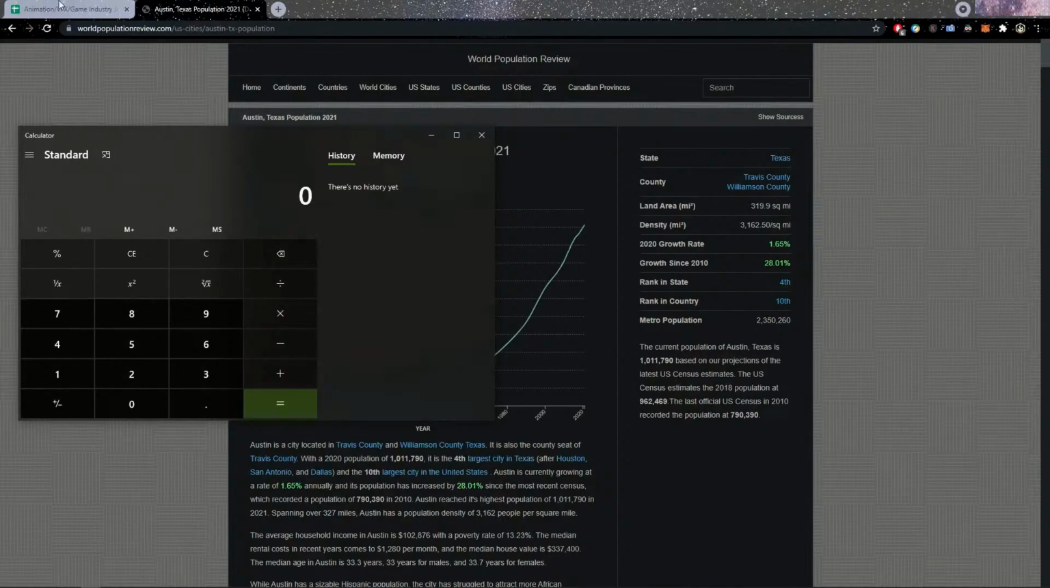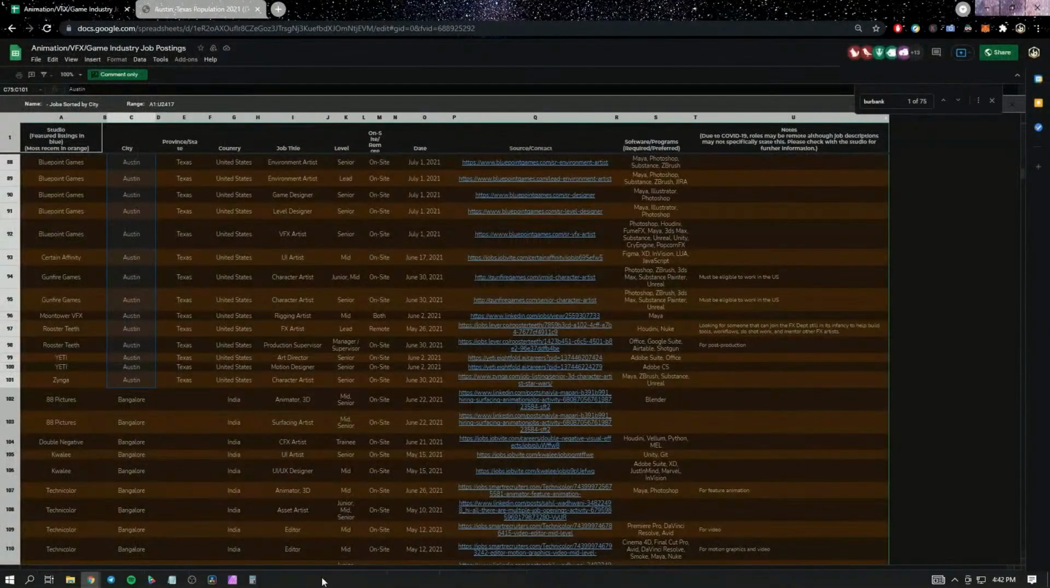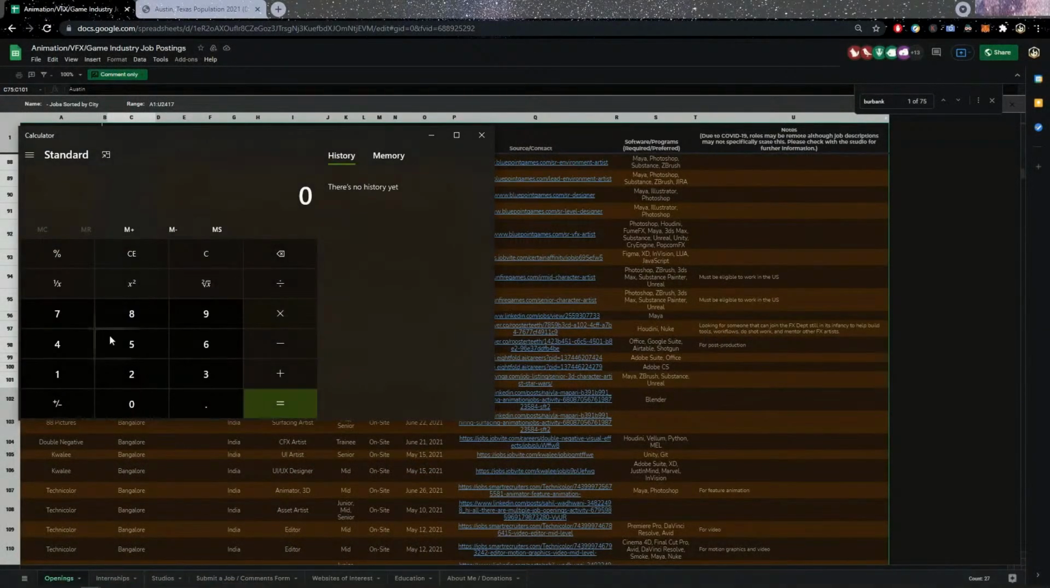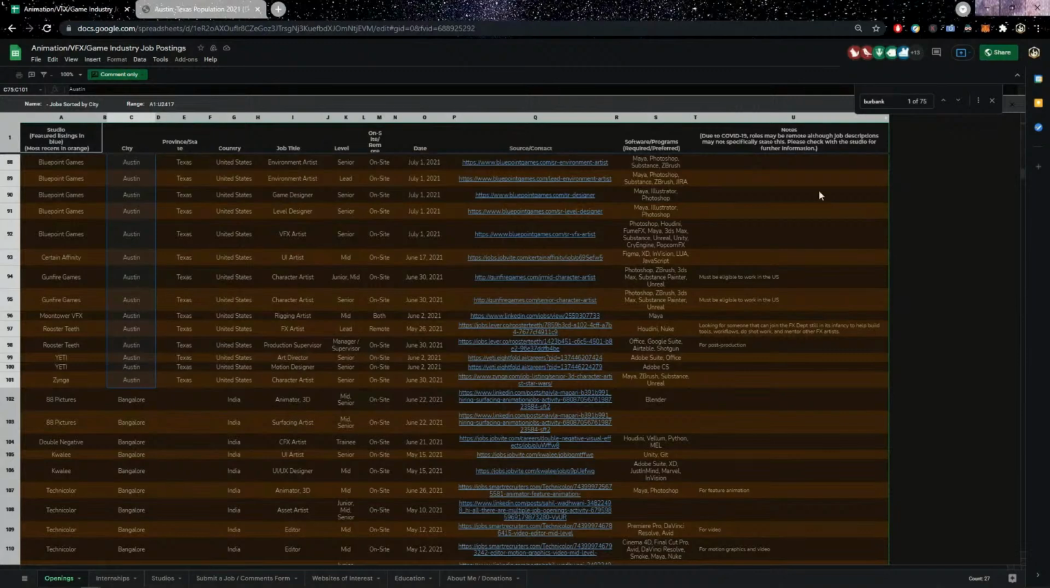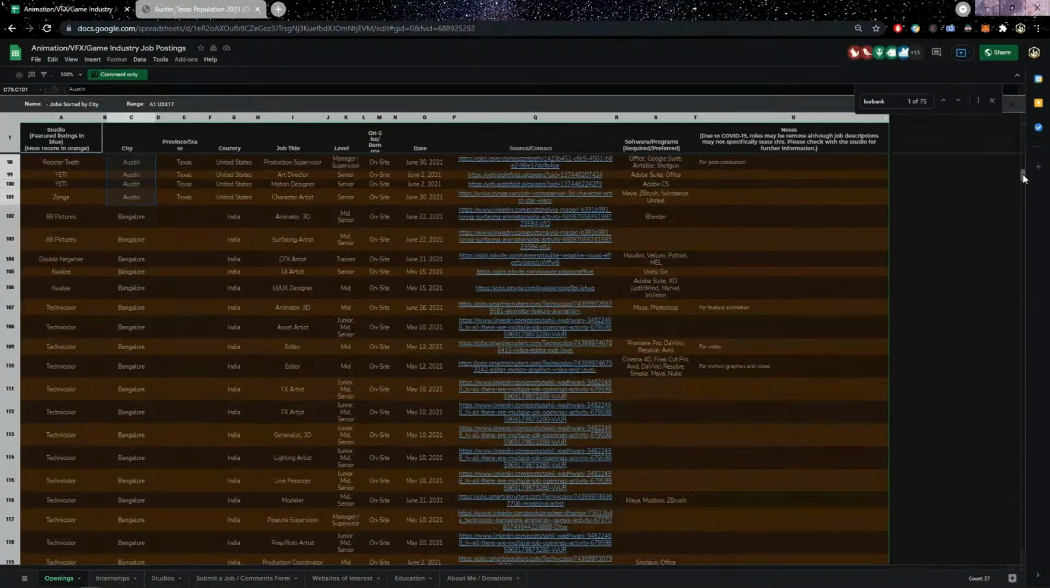So if we take, what would that be? 27 divided by 1 million. So that would be, there's 1,000, there's 1 million. We have a jobs to population ratio of 0.000027, okay? Let's now compare that to Beijing.